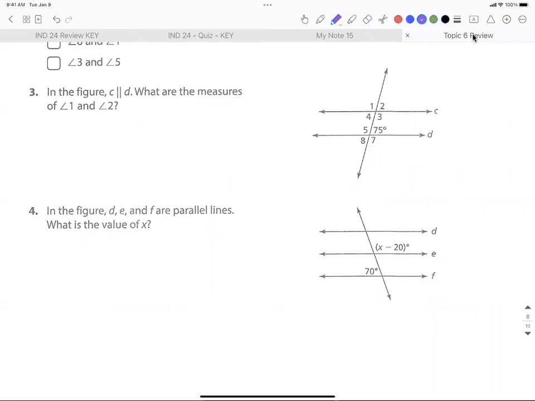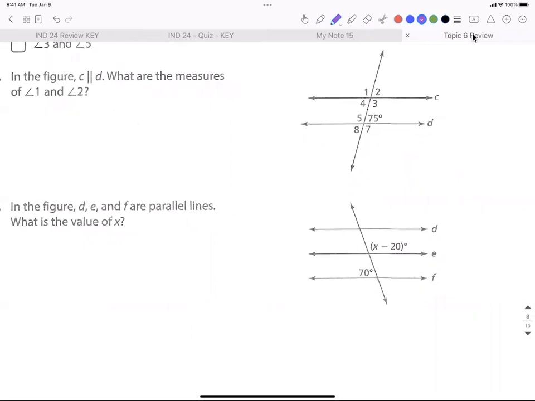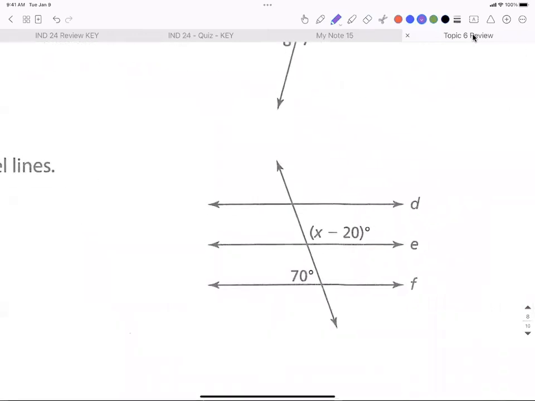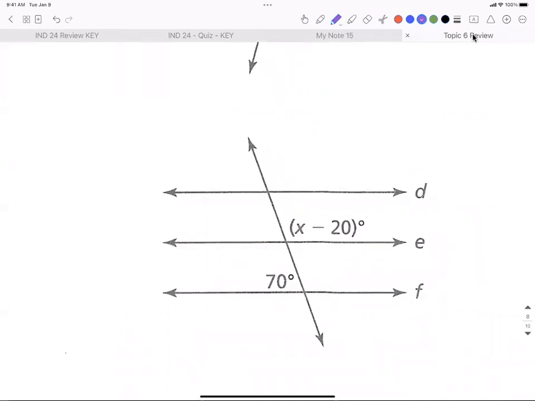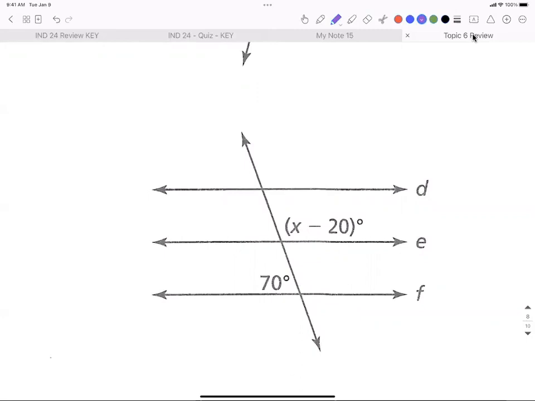It says in the figure, D, E, F are parallel lines. What is the value of x? So before you can answer what is the value of x, take that 70 and run with it and put it everywhere you can put it. Or at least start putting it where it helps you with the x minus 20. So where else could I put a 70? Think interior opposites or alternates. Above the, right here.